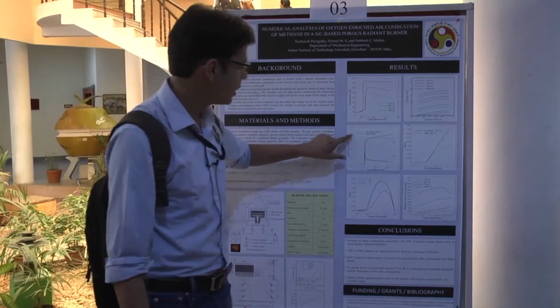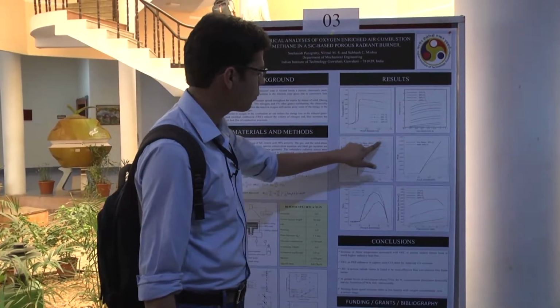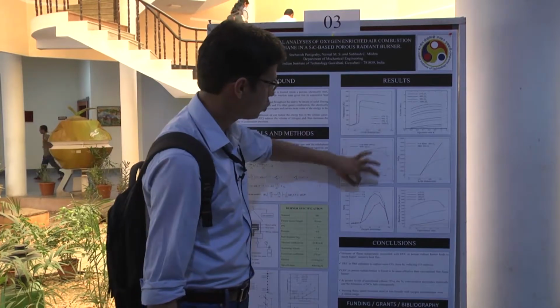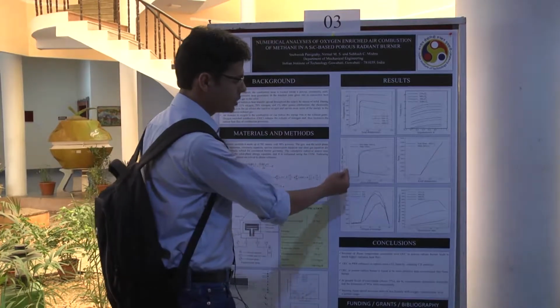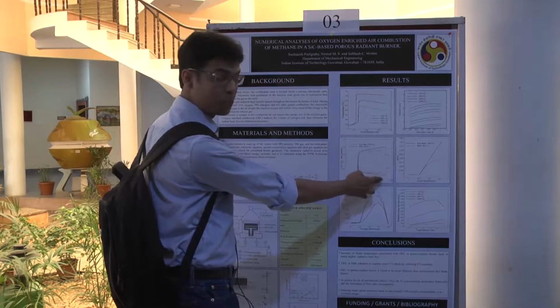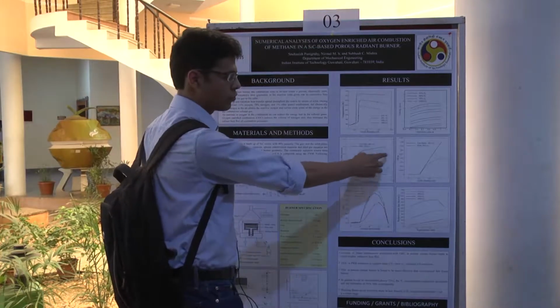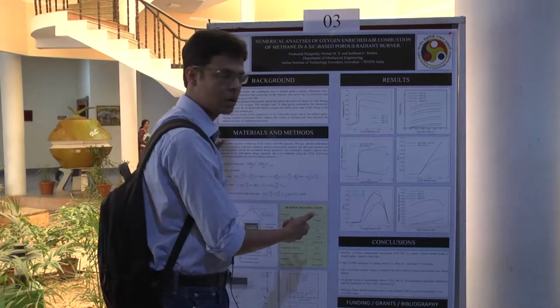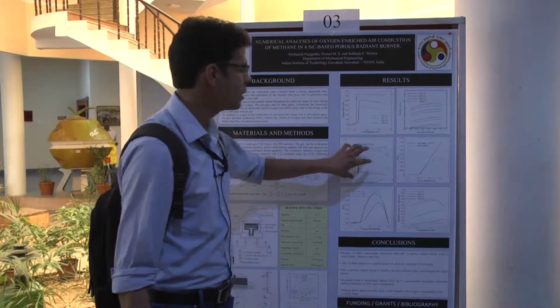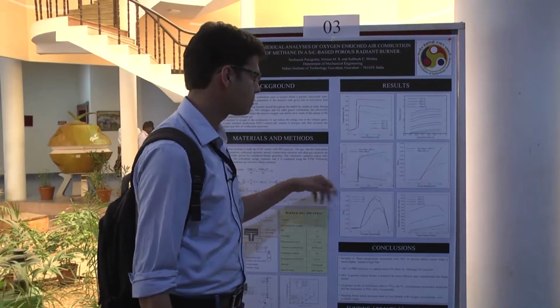So this is the comparison between free flame combustion and porous radiant burner. This is the combustion zone. Here you can see that this CO mole fraction is less as compared to free flame combustion, and this carbon monoxide is oxidized to carbon dioxide due to higher residence time. So this is the main advantage of porous radiant burner as compared to free flame combustion.